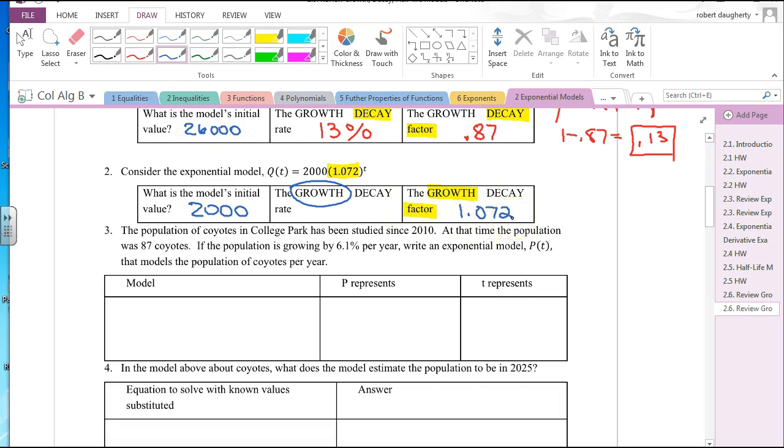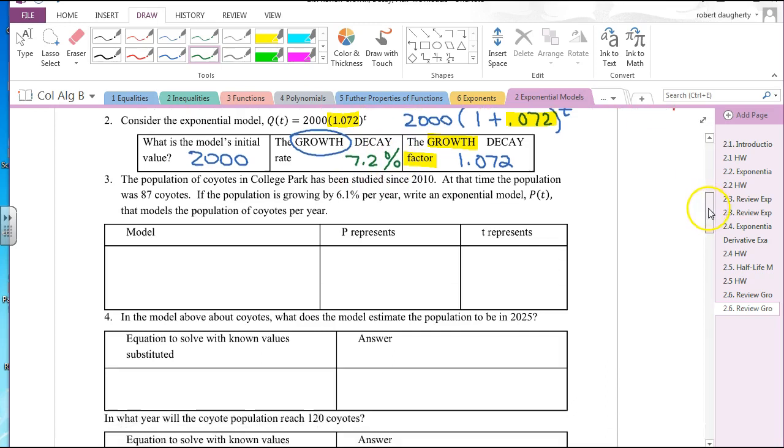To figure out the growth rate, this is 2,000 times 1 plus 0.072 to the t. So when I look at that 0.072, that's where I'm getting my growth rate. Convert it to percent, and that is 7.2%.